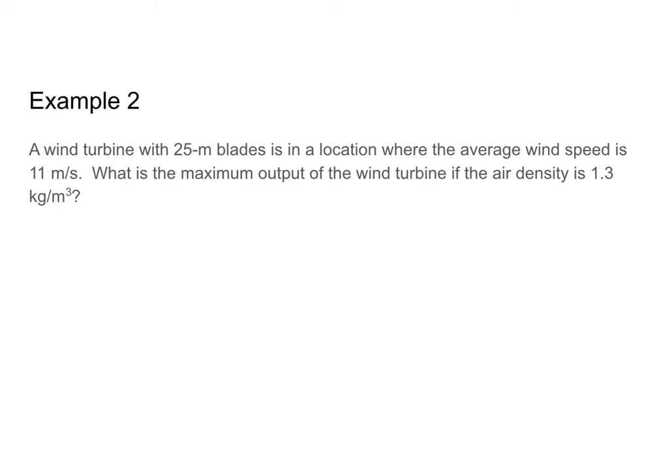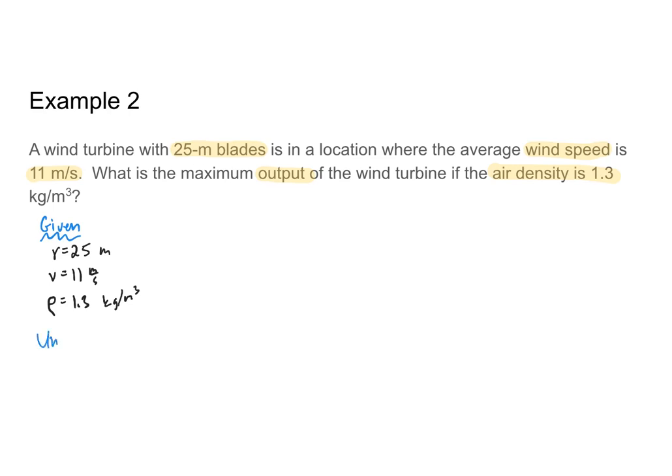So let's look at a slightly more quantitative problem. A wind turbine with 25-meter blades is in a location where the average wind speed is 11 meters per second. What is the maximum energy output of the wind turbine? The air density is 1.3 kilograms per meter cubed. So here, our givens are the radius of the wind turbine, which is 25 meters, the wind speed V, which is 11 meters per second, and the density rho, which is 1.3 kilograms per meter cubed.